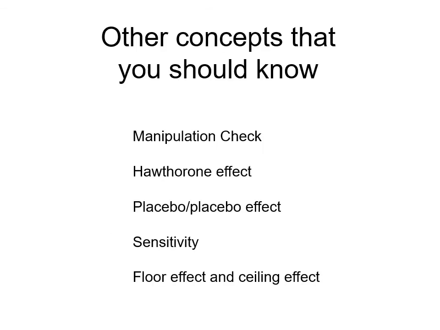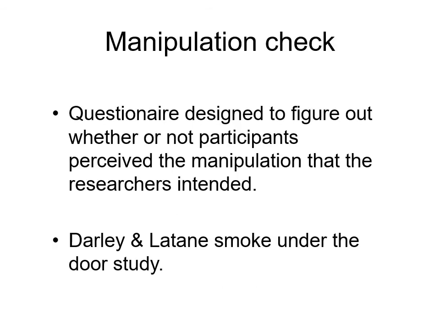Okay, now these are the other concepts that you should know: manipulation check, Hawthorne effect, placebo and placebo effect, sensitivity, floor effect, and ceiling effect. All right, so manipulation check is an essential part of a successful experiment. This is a questionnaire designed to figure out whether or not participants perceive the manipulation that the researchers intended.